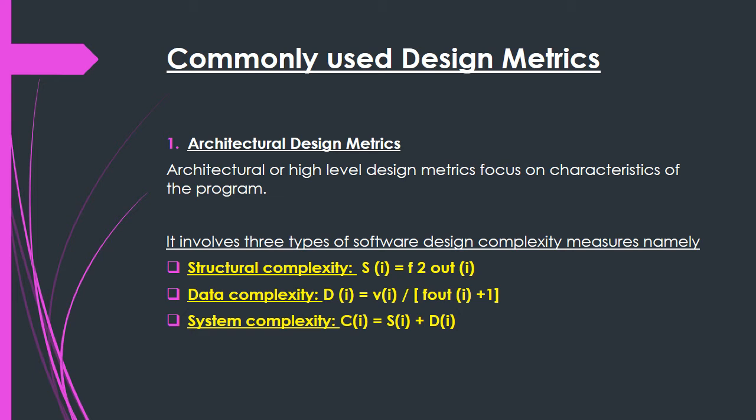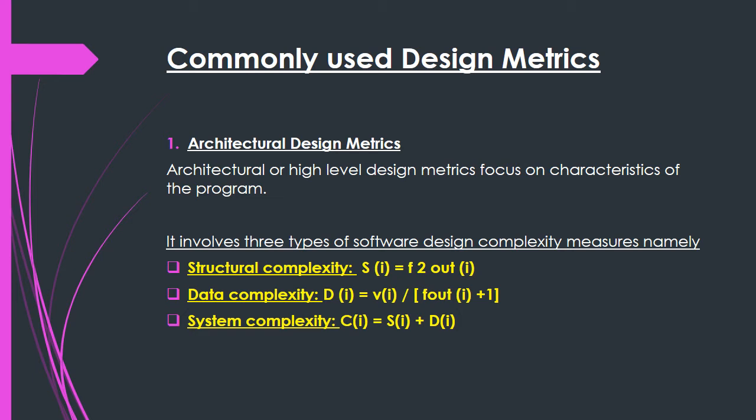That is, we calculate structural complexity, data complexity, and the overall system complexity. In the structural complexity, we use this formula, which tells us about the complexity of the modules or the components that are used inside the architecture. Then the data complexity provides an indication of the overall complexity in the internal interface of a module, and it is defined by this formula. It also defines how many input and output variables are passed from a particular module.